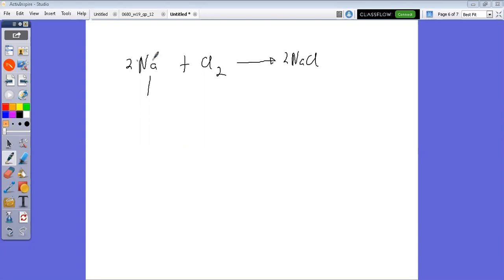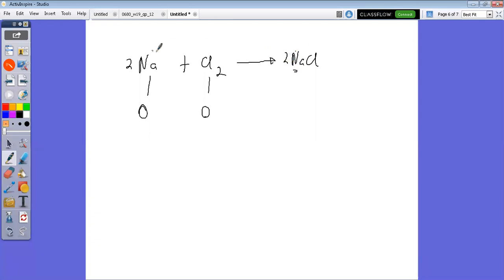This is not an ion. It's just a sodium element. It hasn't reacted, so it's 0. The oxidation state of chlorine here, it's a molecule that hasn't reacted with anything, so it's 0. That's the first rule. Every atom, every element has an oxidation state of 0. When it reacts, it now forms the sodium ion.